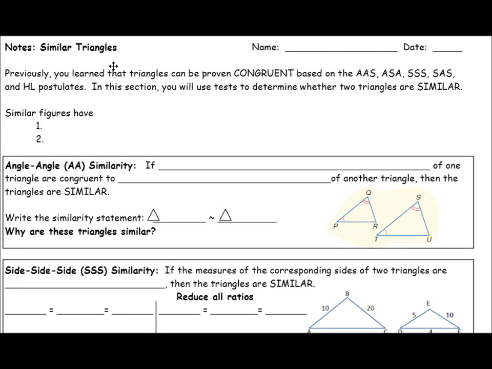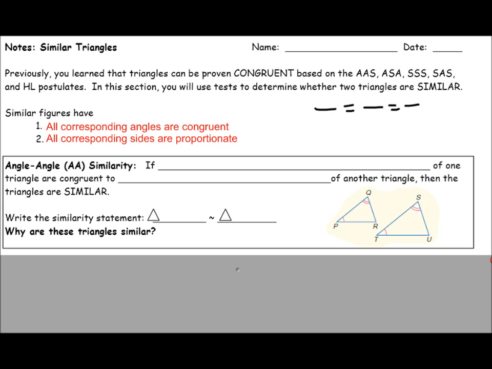Similar triangles are different from congruent triangles in that they are similar, meaning they have all corresponding angles congruent, and all of their corresponding sides are proportionate. That means you can set up ratios of their side lengths, and the ratios are equal to each other.